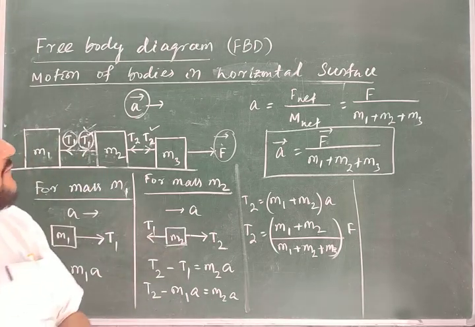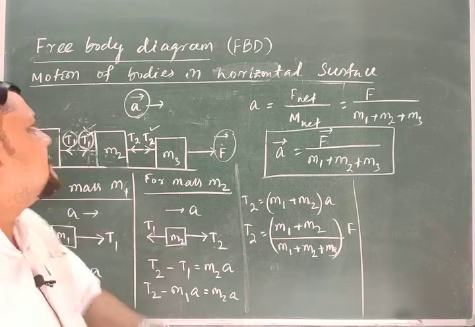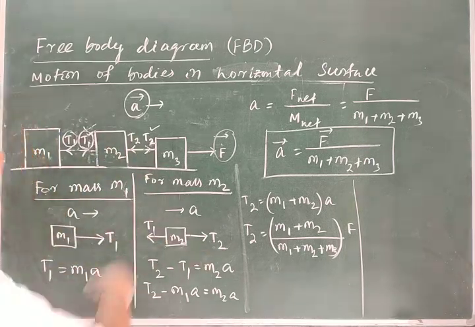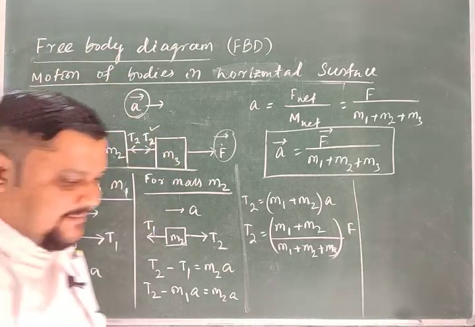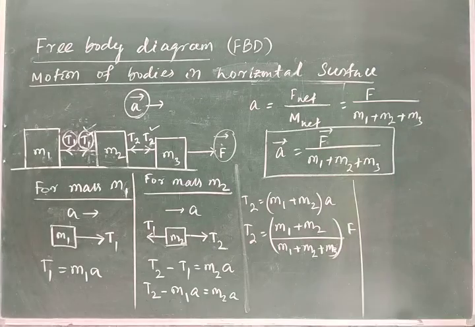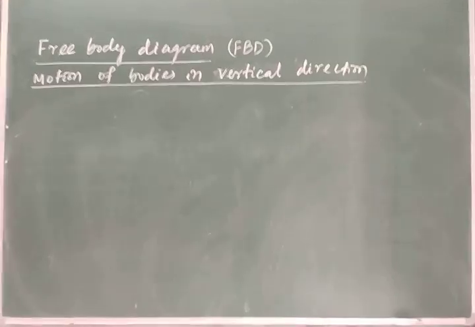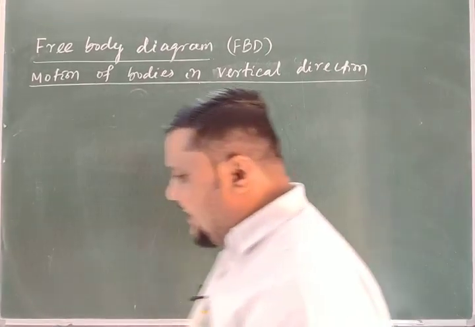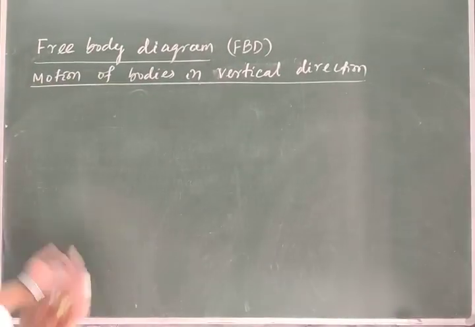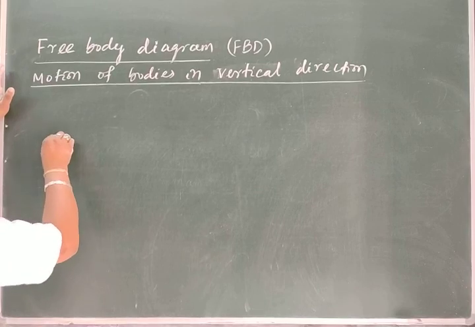Okay. Then we will go for the vertical case. The same cases, masses are connected but the bodies are taken in vertical position. Right. Let me solve for a vertical case. So now come to the case of the vertical direction. So let us consider the three bodies are placed like this in a vertical line.